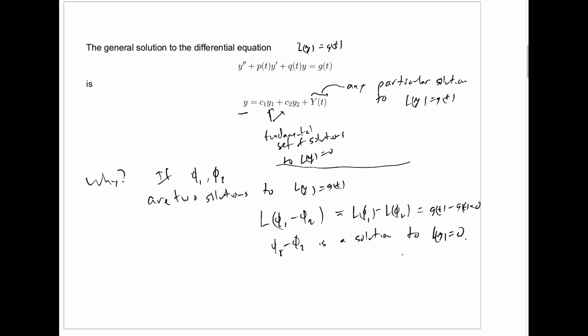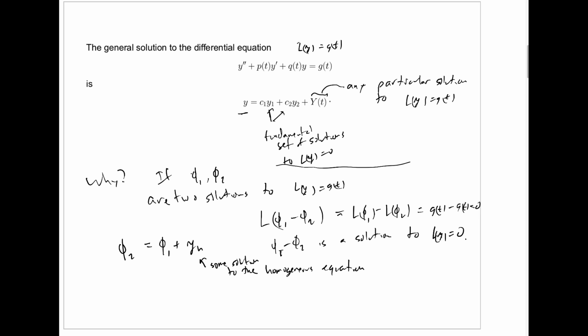That's an important thing. If you have any two solutions to your non-homogeneous equation, and this is for linear differential equations, we're talking here about second order linear differential equations, but this will actually apply to any order linear differential equation, then the difference has to be a solution to the homogeneous equation. In other words, another way to write this is that the second function, phi2, since phi1 minus phi2 has to be a solution, phi2 just has to be phi1 plus what I'll call y sub h, where this is some solution to the homogeneous equation.